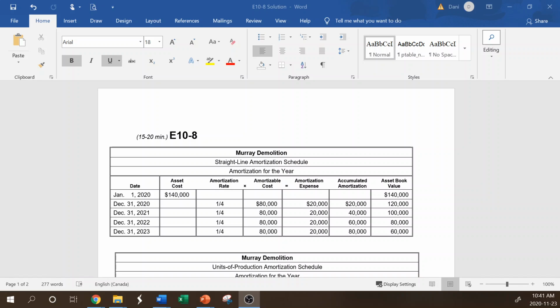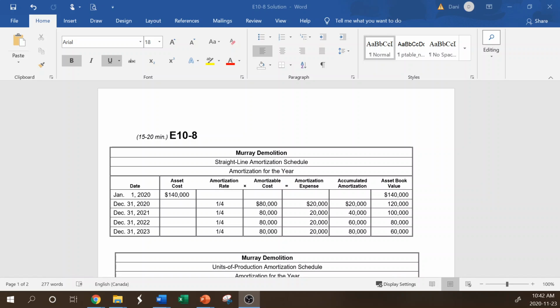So this question looks at Murray's Demolition in Hamilton, Ontario. It tells us about the company, and it says that they spent $140,000 on a truck. It's expected to be useful to the business for 4 years, at which time it should be able to be sold at $60,000. So estimated useful life is 4 years, and residual value is $60,000.